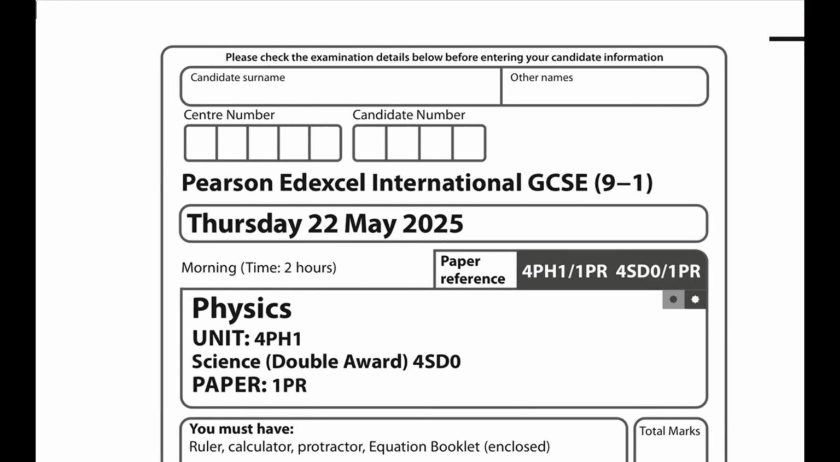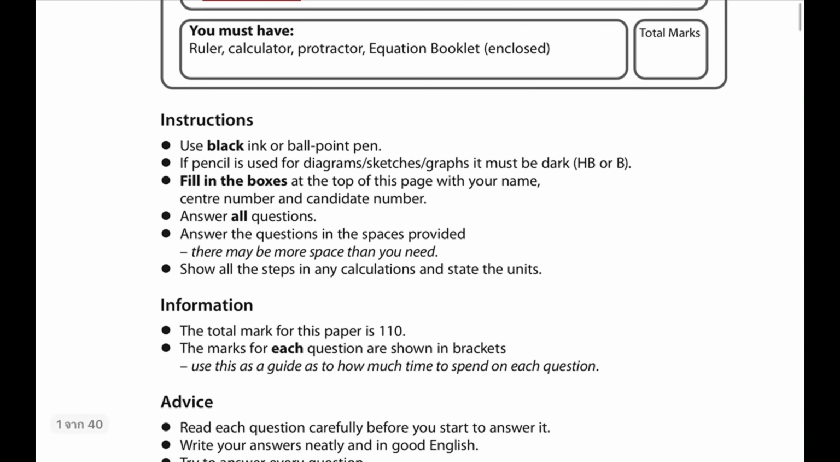Let's see the answer of IGCSE Edexcel Physics Paper 1 PR May 2025. Starting from question 1.